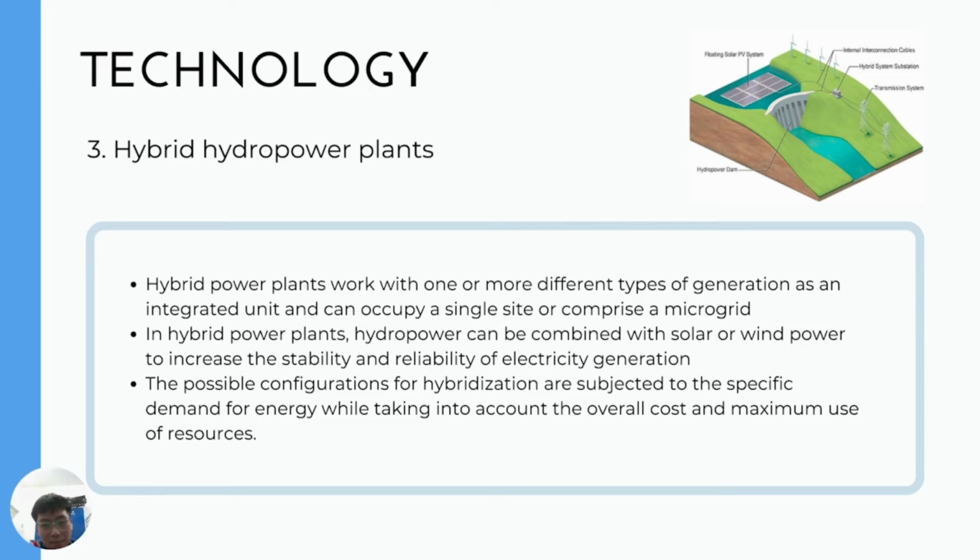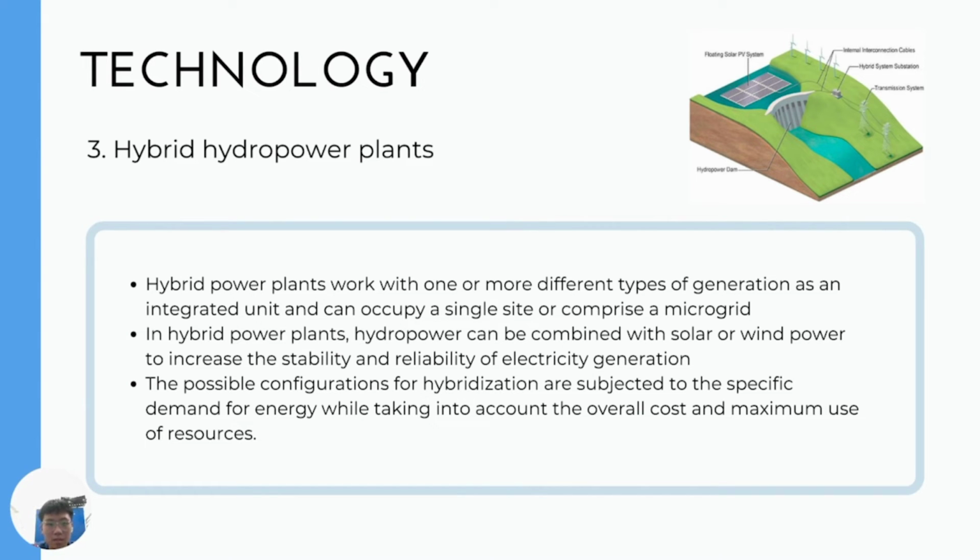Last but not least, the hybrid hydropower plants. Hybrid power plants work with one or more different types of generation as an integrated unit and can occupy a single site or comprise a microgrid. Hybrid power plants may be connected to the grid or be far from the grid in remote areas where they represent the main source of power.